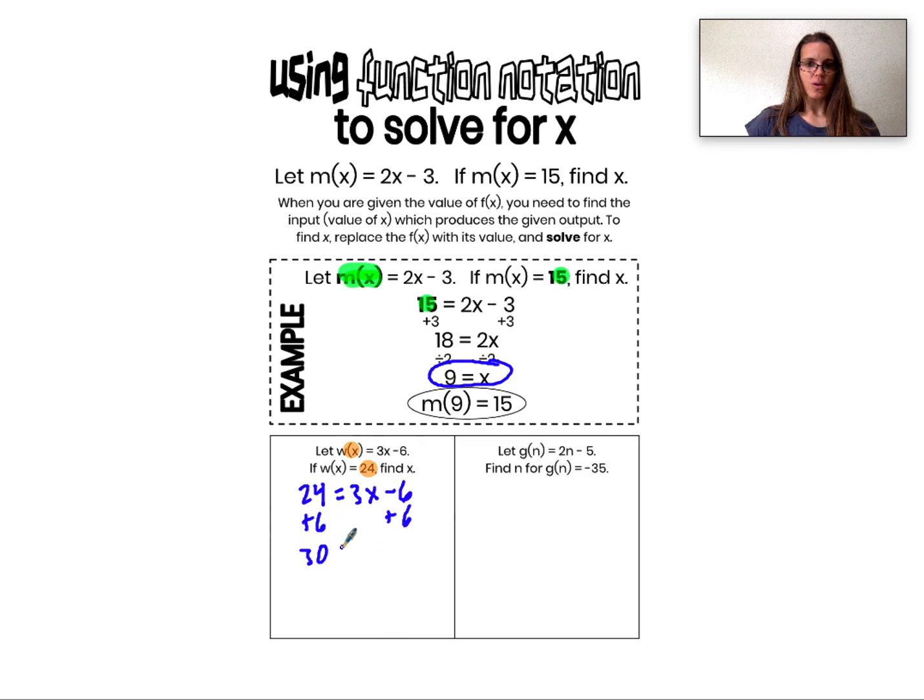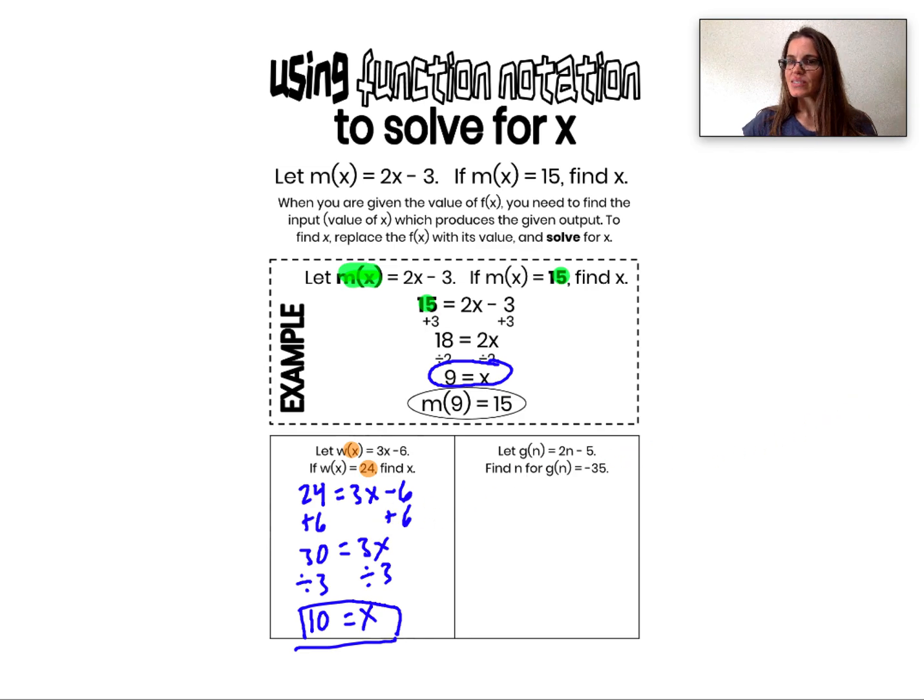That gives me 24 plus 6 is 30, equals 3x. And then dividing both sides by 3, I have my solution. My solution is 10 equals x, x equals 10. What I have discovered, or what I have found, is that given an output of 24, for the function w of x, the input is 10. My entire function notation statement would be w of 10 equals 24. Given an input of 10, my output is 24.